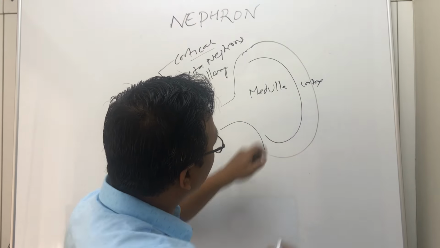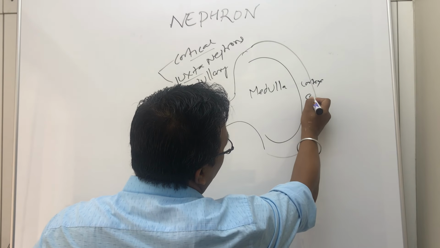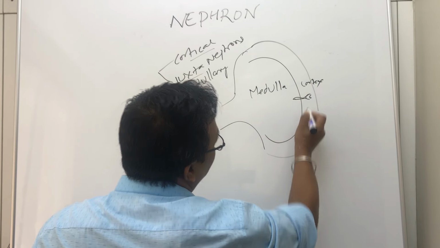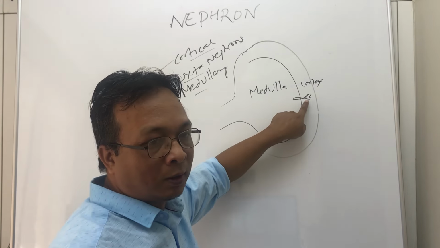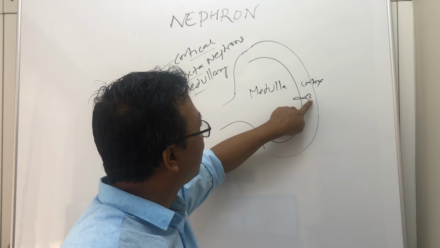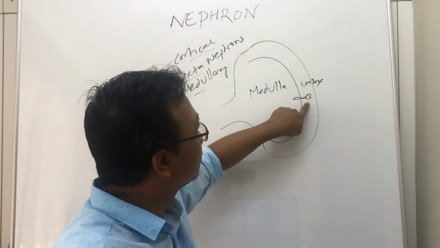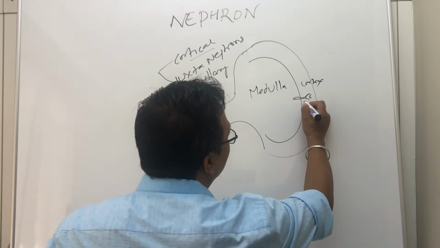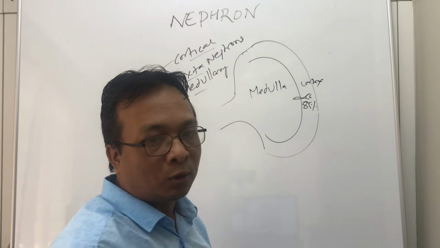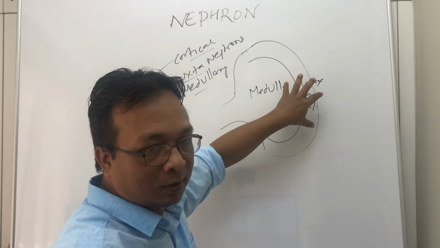So some nephrons are here, and they end up in this part, in the cortex. These nephrons are in the cortex, so we call them cortical nephrons. So 85% of the nephrons are cortical nephrons. So most of the nephrons you will find in the cortex.